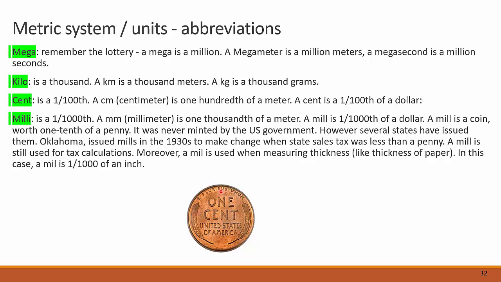Now, we use the mil in the units we use here. For example, we use it to measure the thickness of paper. We talk of the paper thickness in mils. So in that case, we are dividing the inch by 1,000. But again, a mil is something divided by 1,000.